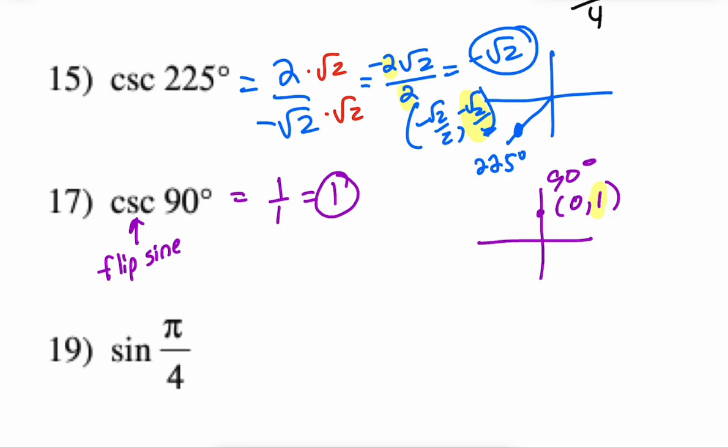Now remember, when you flip 1 or negative 1, you're going to get 1 or negative 1. When you flip 0, you get undefined. When you flip undefined, you usually end up getting 0, which is kind of weird, but you know, okay.